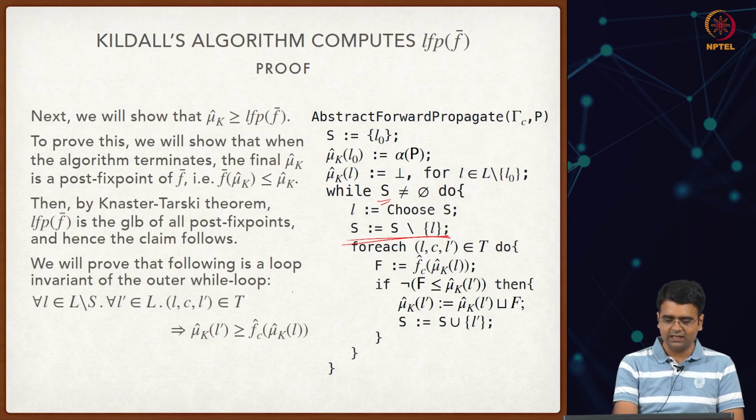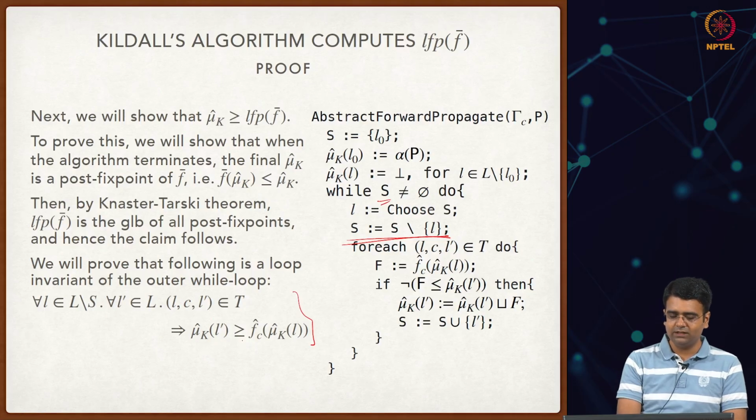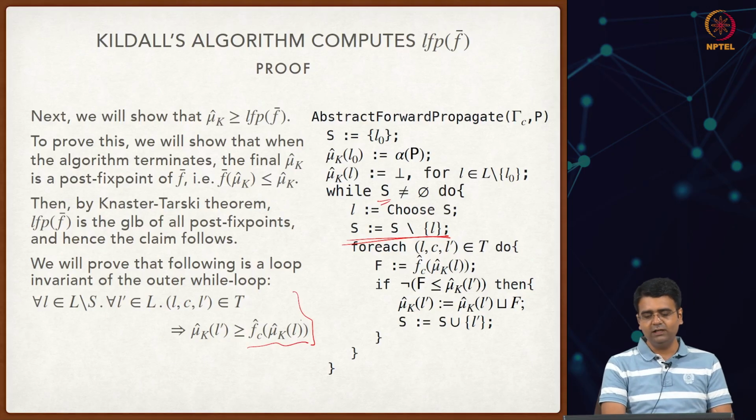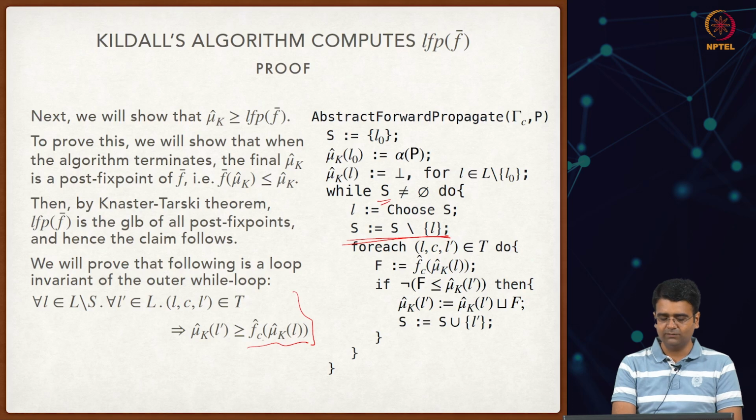So this is what is captured by this particular loop invariant. For all locations which are not in S, if you take every successor of those locations, if L prime is a successor of L, then the value mu hat k at the location L prime must be greater than or equal to f at C of mu hat k of L. So this f at C of mu hat k of L is what we mean by propagating the abstract value at the location L to the location L prime through the program statement which is labeling the edge from L to L prime.